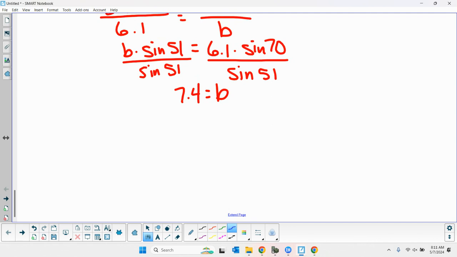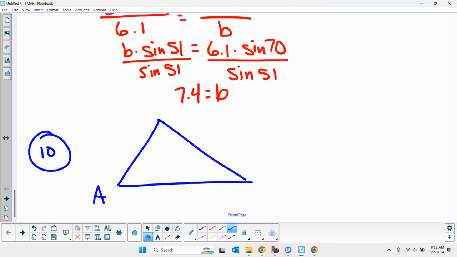All right, number 10. Another law of sines problem. Again, it doesn't matter how you draw it, just make sure you draw a triangle. It says angle C is 125, and angle B is 40, and side C is 15, and we have to find the A, which is over here.